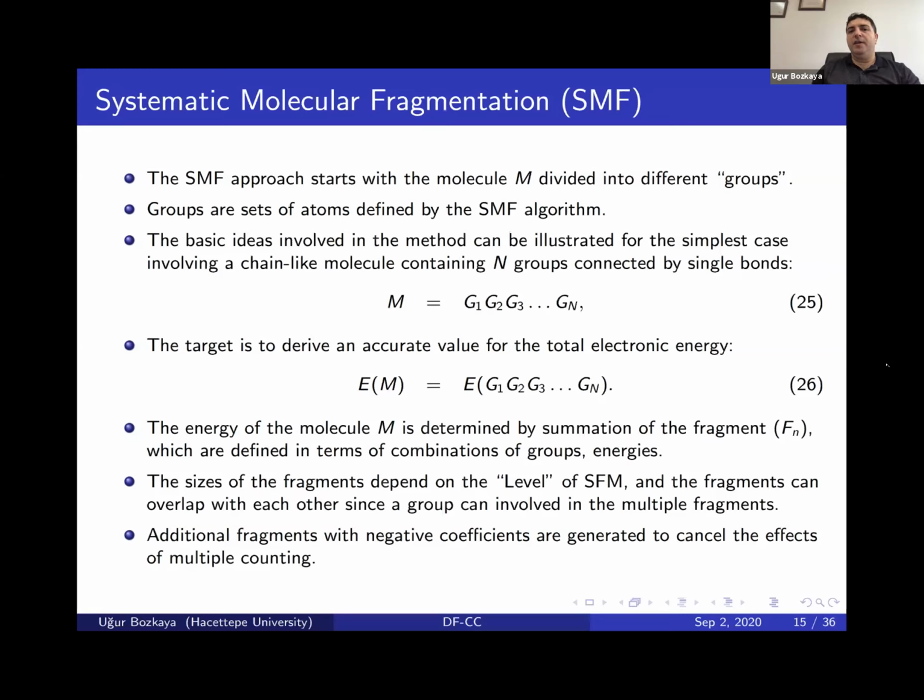The target is to derive an accurate value for the total electronic energy. So the energy of the molecule is a function of the groups. The energy of the molecule M is determined by the summation of the fragment energies, which are defined in terms of combinations of groups. The size of fragments depends on the level of SMF, and the fragments can overlap with each other, since a group can be involved in multiple fragments. Addition of fragments with negative coefficients is generated to cancel the effects of multiple counting.